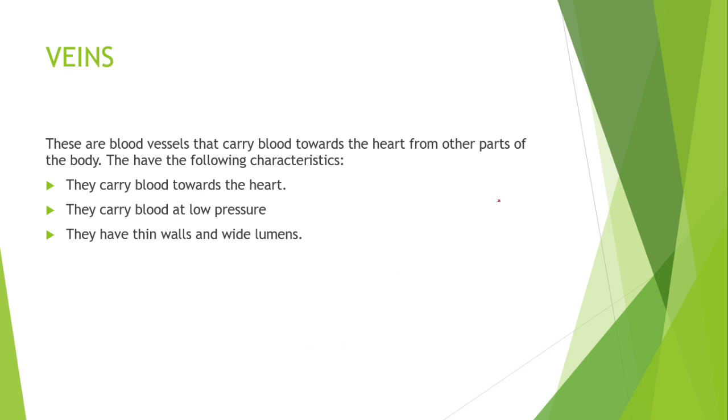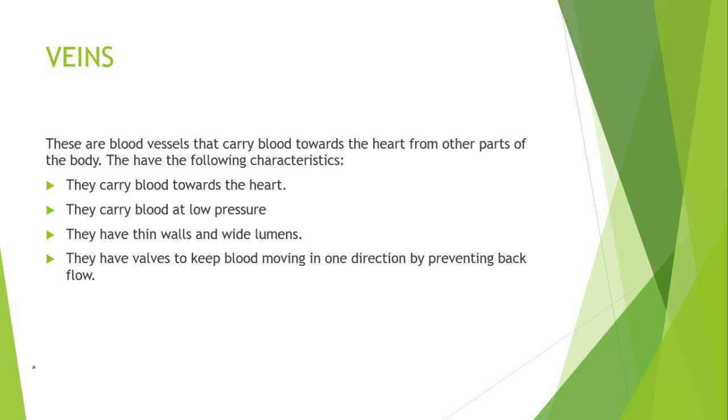So again, let me draw so that you can have a picture of what they are saying. The veins have thin walls and wide lumens. So this is what they are talking about. You've seen this hole in the middle, so this is the lumen. It is in this passage where blood flows. So the walls are thin, and the lumen is what? Wide. So for the veins, they have thin walls and wide lumens.